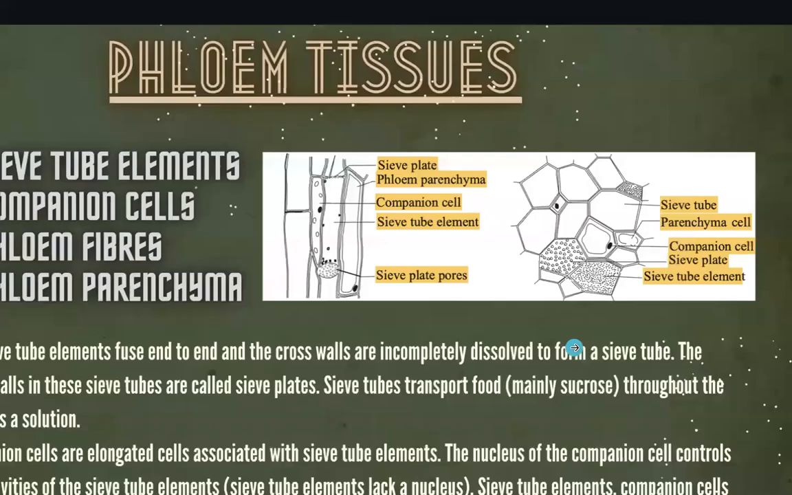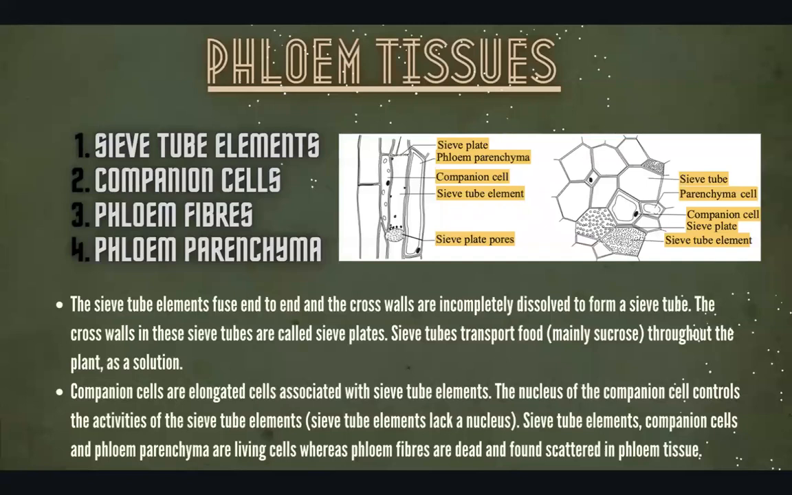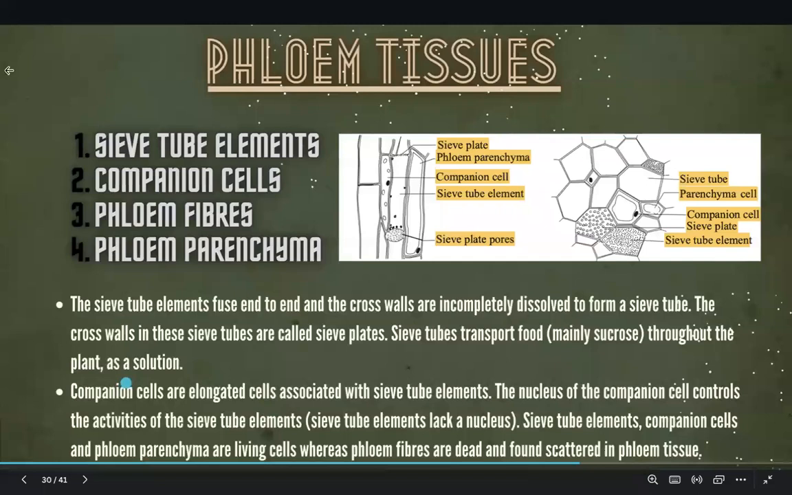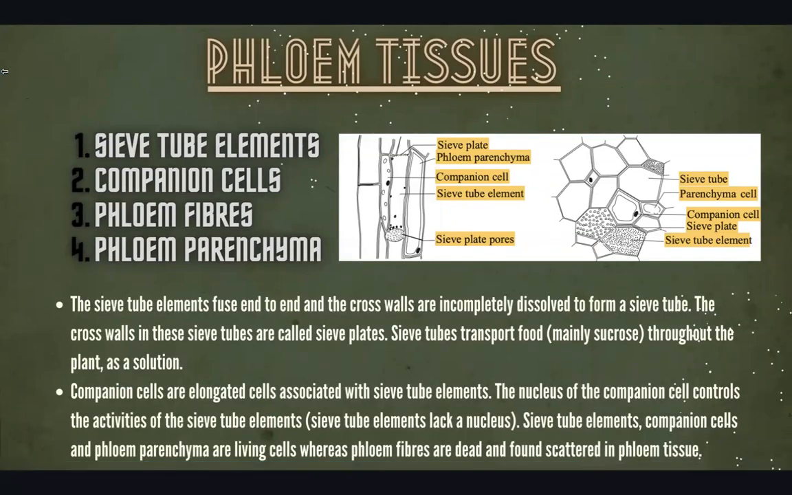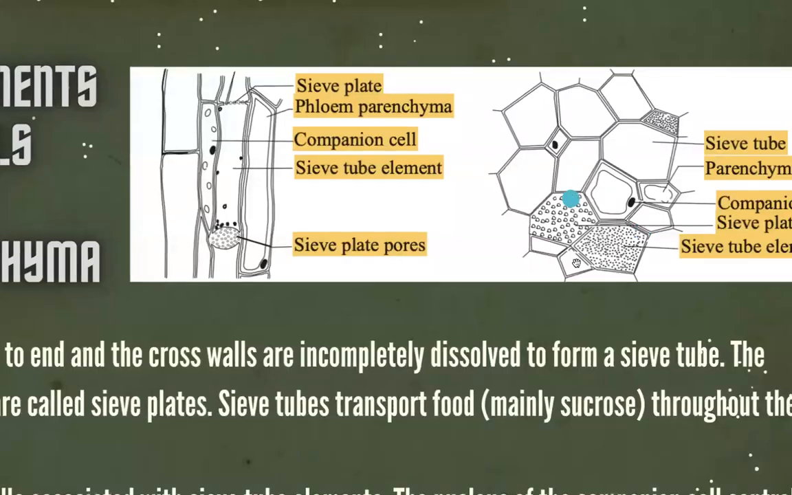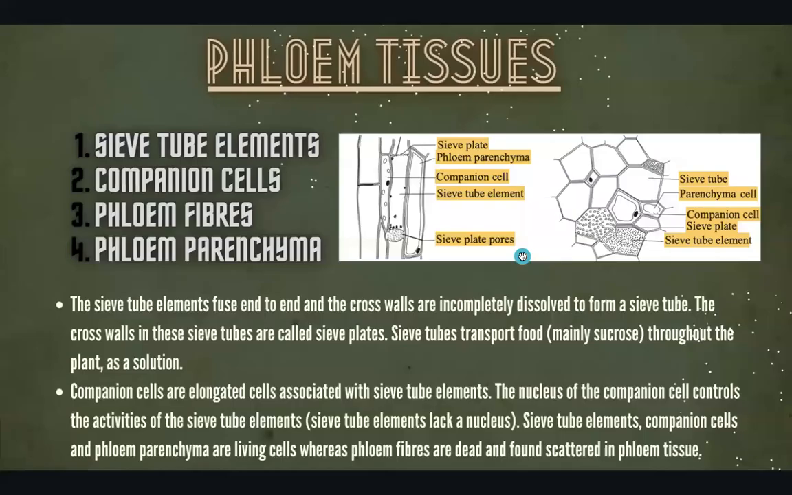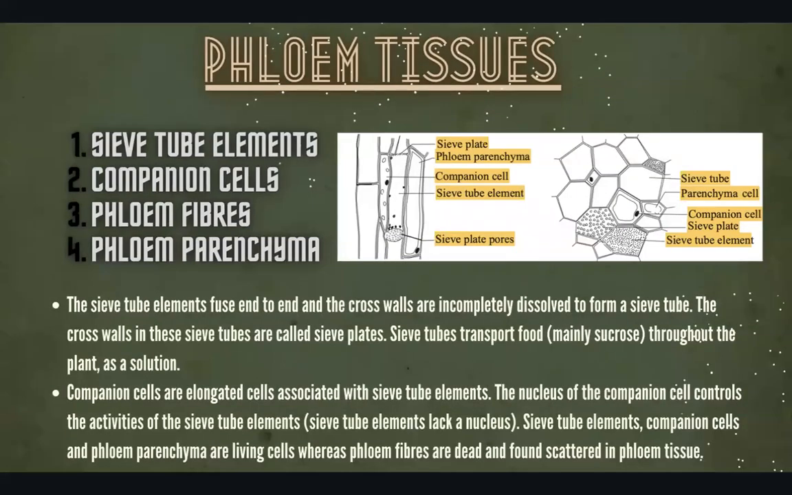Okay, and then the sieve tube elements fuse end to end and the cross walls are incompletely dissolved to form a sieve tube. Here is a sieve plate, sieve tube elements here. And then the cross walls on these sieve tube elements are called the sieve plates. Clearly here you see the cross section, this is what is called sieve plate. And then sieve tubes transport food, mainly sucrose, that's common throughout the plant as a solution, sucrose solution.